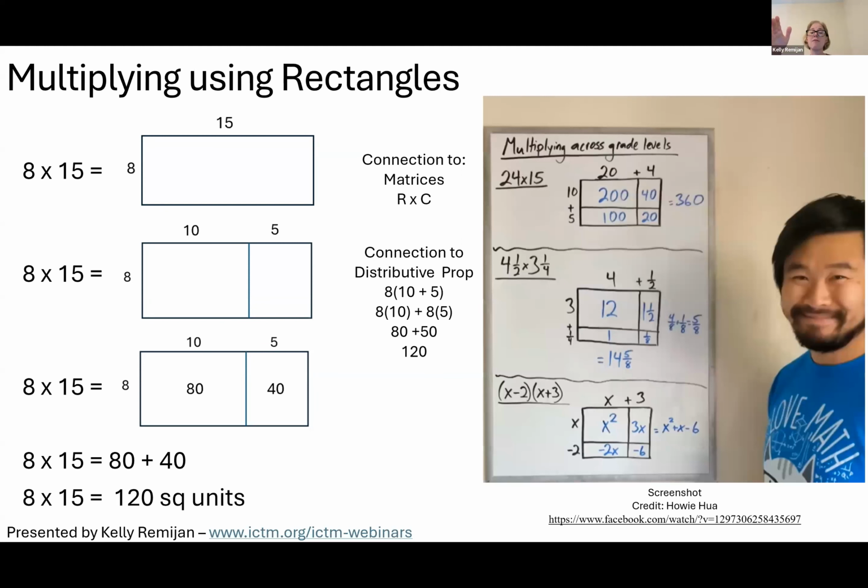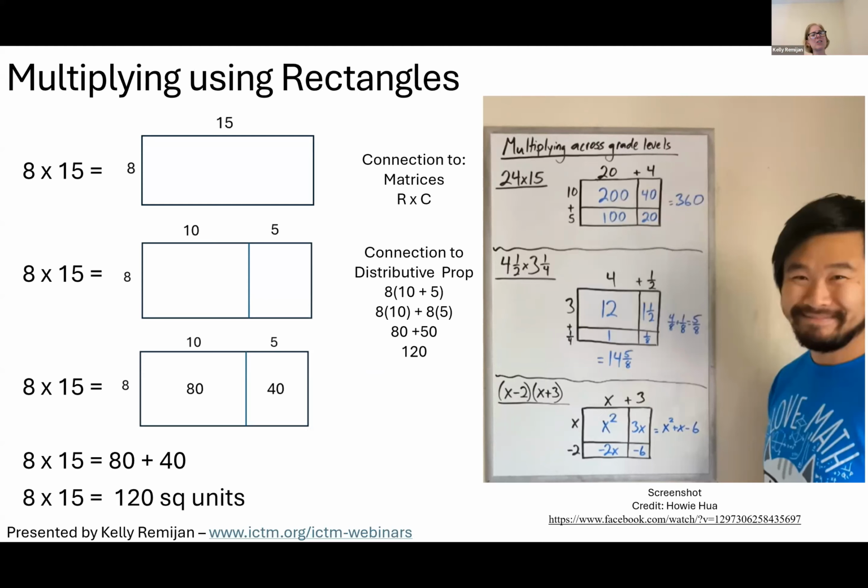Again, this is a screenshot for one of Howie Wah's Facebook Reels, and this shows how you can do this not just with a one-digit number times a two-digit number, but with a two-digit number times a two-digit number. You can do this with two numbers that are fractions, and you could also do this with two binomials as well. And so this leads into FOIL, which is really just simply distribution. And so again, this is the connection to multiplying using rectangles.